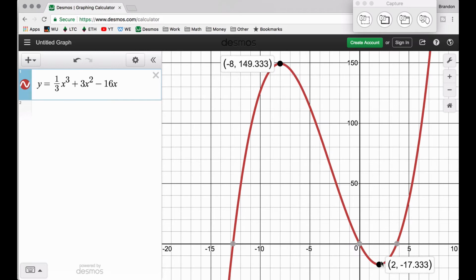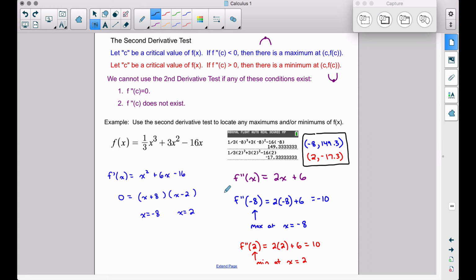Now, when the second derivative is positive at a critical value, notice our function's concave up throughout here, right? So when x is equal to 2, our second derivative was positive, implying that we have a function that's concave up. And since this is a critical value, that means our first derivative is equal to 0. Combining all these concepts together, we have a minimum right here at 2, -17.3. And there you have it, the second derivative test.